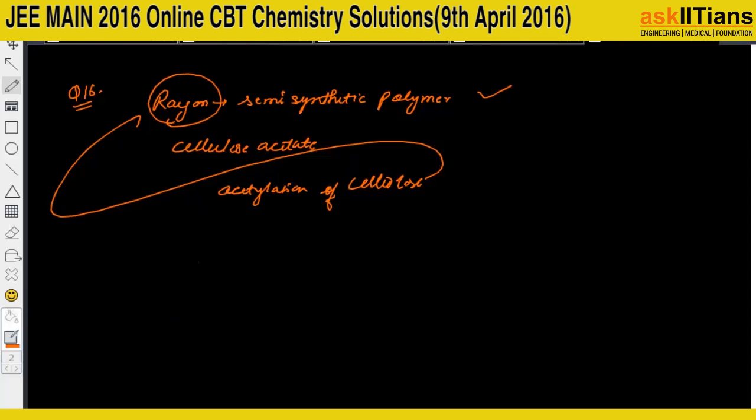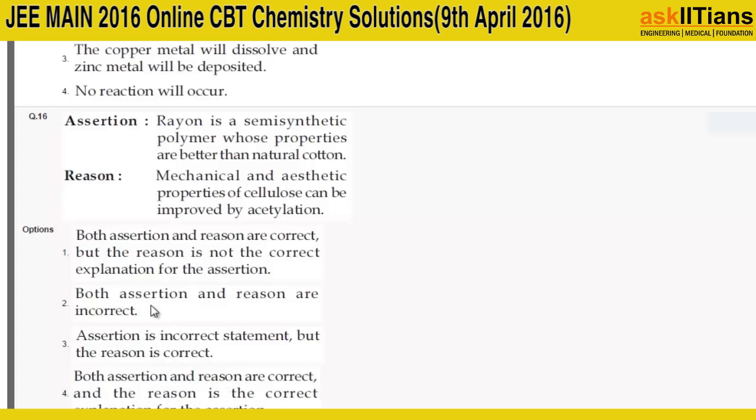So let me read out the options for you. The option says both assertion and reason are correct, but the reason is not the correct explanation for assertion. Second is both assertion and reasons are incorrect. The third one is assertion is incorrect statement, but the reason is correct. And the fourth option says that both assertion and reasons are correct, which is the true case in this particular question, and the reason is the correct explanation for assertion. So we'll be referring to the first and fourth option in detail.